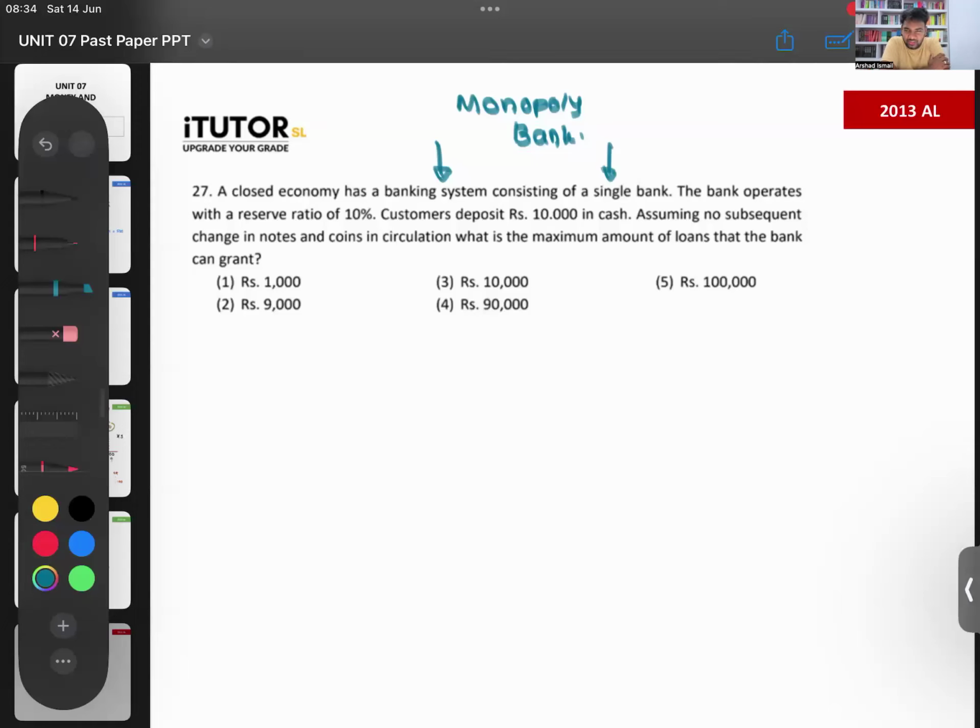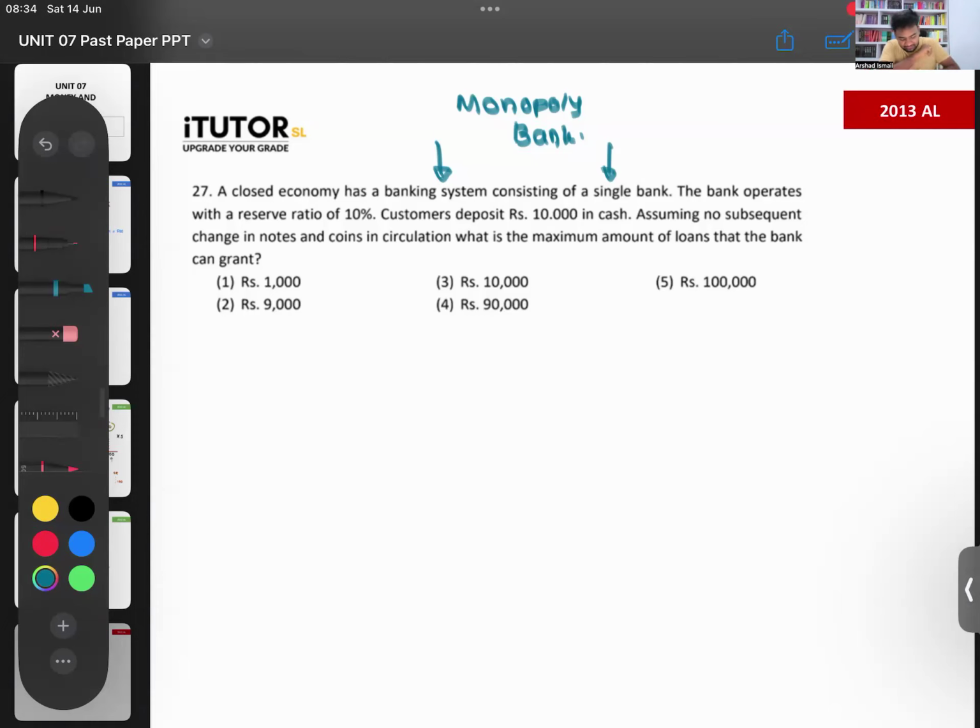Now, do you do this question based on a single bank approach, or based on a banking system approach? They are saying there is a banking system, but they are also saying the banking system has only one bank. So how do you approach the question? If you take a banking system approach, the deposit multiplier all comes in. If you take a single bank approach, then there is no deposit multiplier at all.